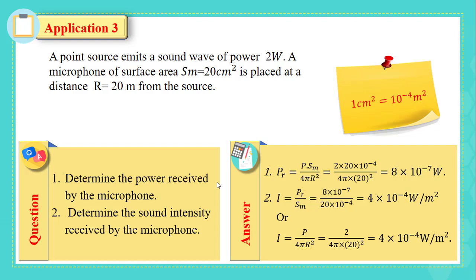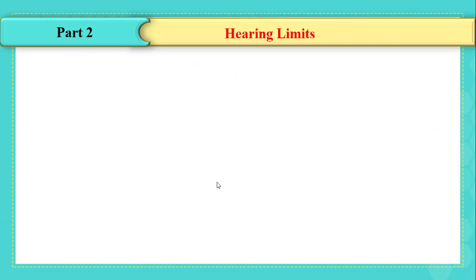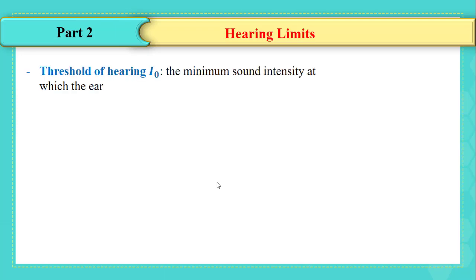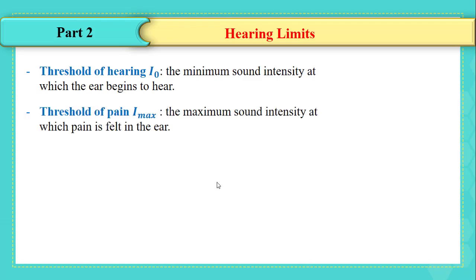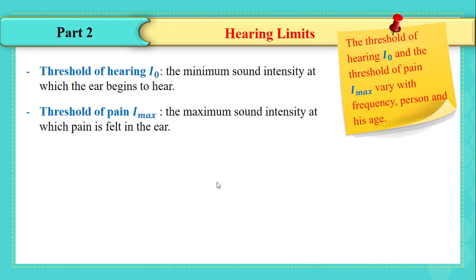It is known that the human ear has certain hearing limits concerning the frequency at which sounds of frequencies between 20 Hz and 20,000 Hz are heard. However, the ear does not hear sound if its intensity is lower than a value called the threshold of hearing, and it begins to feel pain if the sound intensity exceeds a certain value called the threshold of pain. The threshold of hearing I0 and the threshold of pain Imax vary with the frequency, person, and his age.